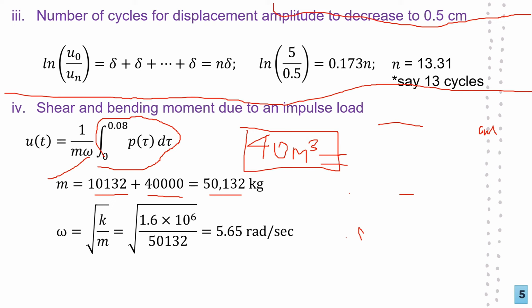the circular frequency. Why does it change? Because the frequency, even the natural period of the water tank when it's empty, is different from when it's full, because these things depend on the mass. So again, the formula is the same. Only what changes now is the mass. Our mass here now includes the mass of the water, and we get the angular frequency at 5.65 radians per second.